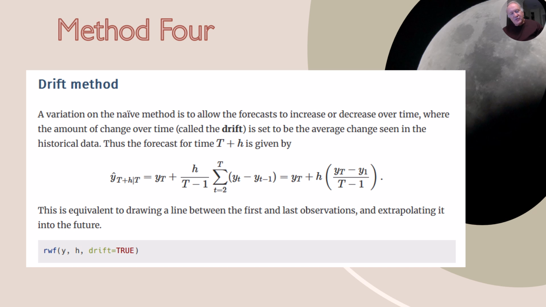There's also something called the drift method, and this is a variation where we use the drift, or the average change seen in the historical data. So we'll take the data from the last observation minus the data from the first observation, or the previous observation, and we'll sum all these up, and then we'll divide by the number of observations minus 1 and times h. And in this case, T is the number of observations that we have.